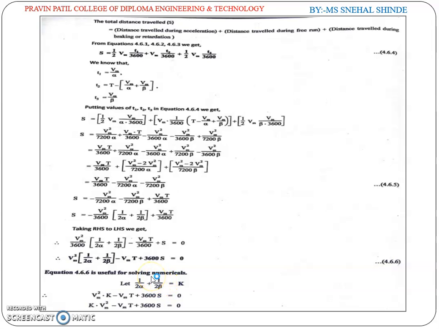So again if we have to find, this will be the A, B, C. So the formula like minus B plus or minus root of B square minus 4AC divided by 2A. Our mathematical formula we will apply here and we will find out the Vm values. So our equation is useful for solving the numericals.